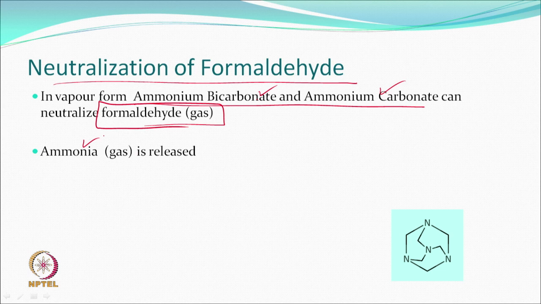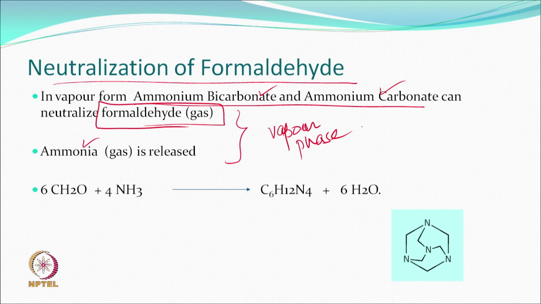If they release ammonia, what it means is that both are gases in the vapor phase. An interesting reaction occurs with formaldehyde, which people call neutralization of formaldehyde. And what is this? Six molecules of formaldehyde react with 4 molecules of ammonia, which is being released during this, let us say, curing, post curing process, and you get this interesting compound which has a structure like this.